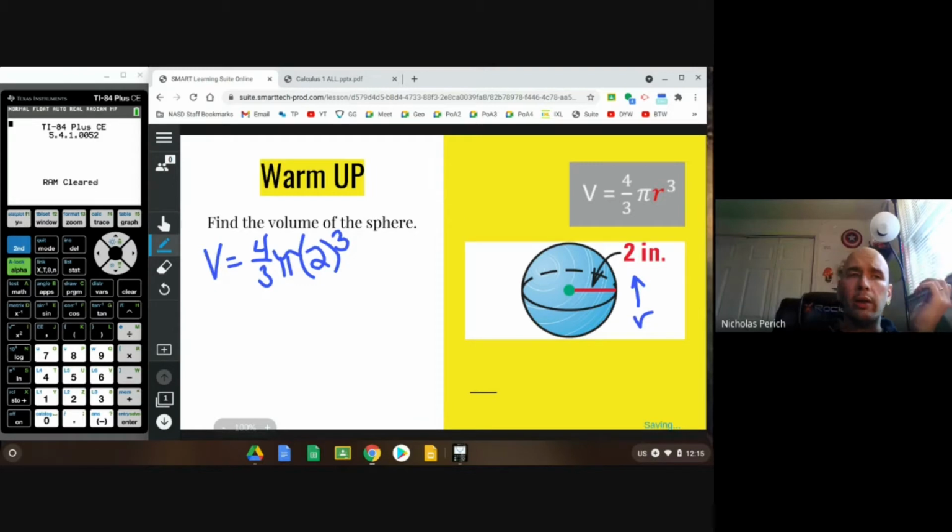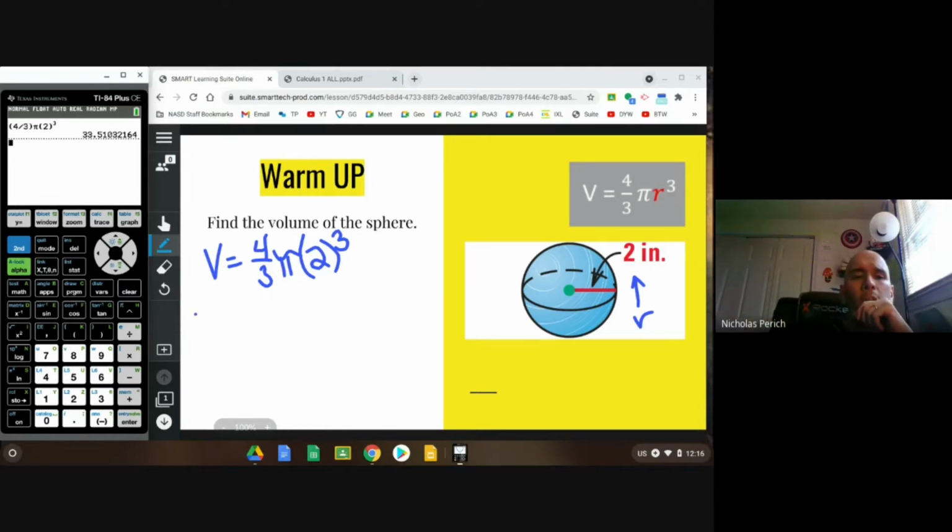Let's plug that into our calculator. Parentheses, 4 divided by 3, parentheses. To get pi, you hit second, and then the little caret button. One more time. To get pi, you hit second, and then the little caret button. That's pi. Or you could type out 3.14. Parentheses, 2, close parentheses. To get cubed, you can hit math 3, or you can hit the little caret button 3. Either way, that's what you get.